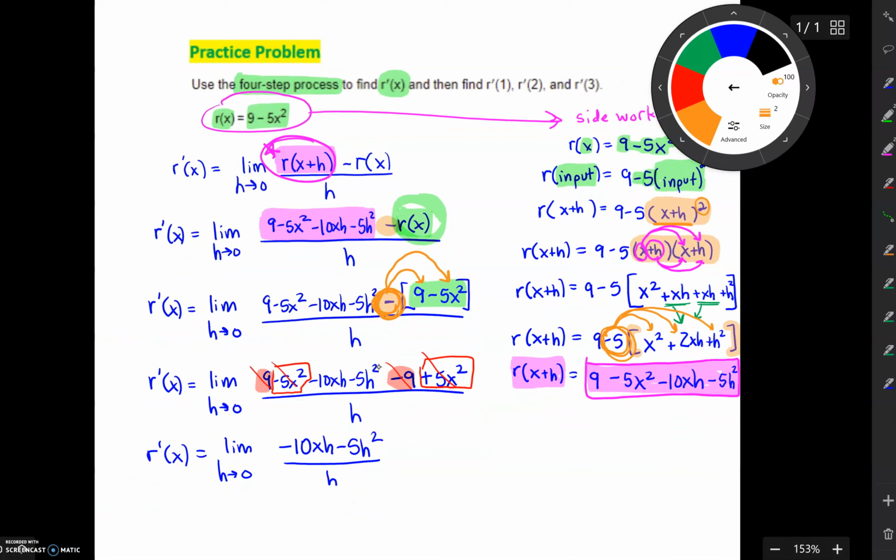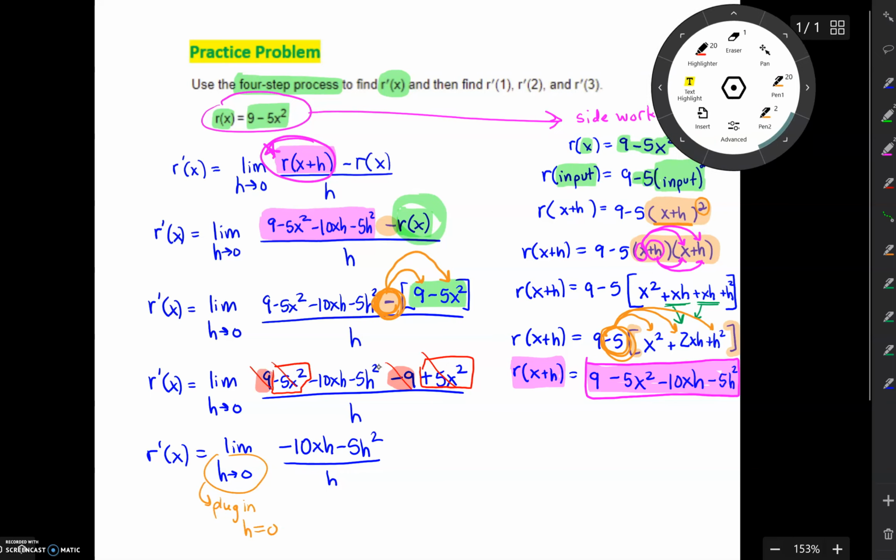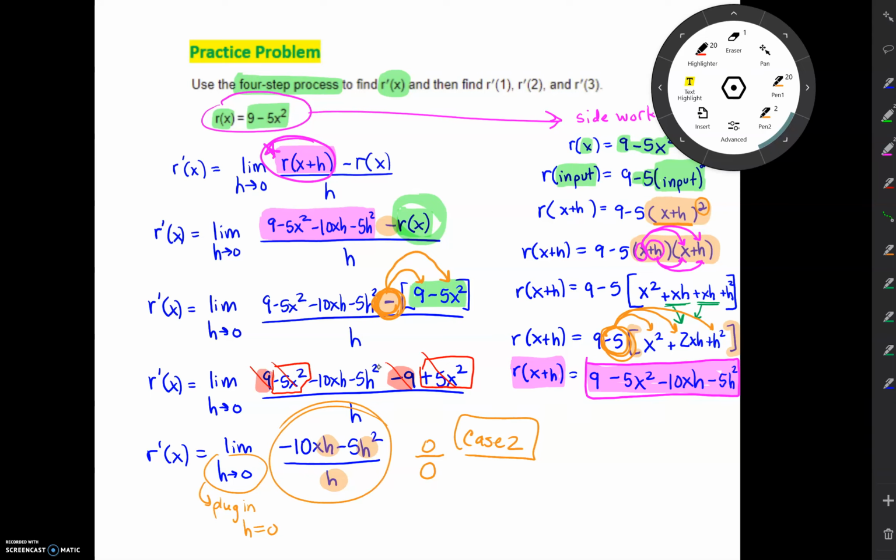So at this point, I can try to do calculus if I want. I can plug in h equals 0. So wherever I see an h, I'm going to input a 0. But if I do that, I'm going to end up with a 0 over 0 scenario. That's a case 2 scenario that says we need to simplify that expression further and then plug h equals 0 into the simplified expression.